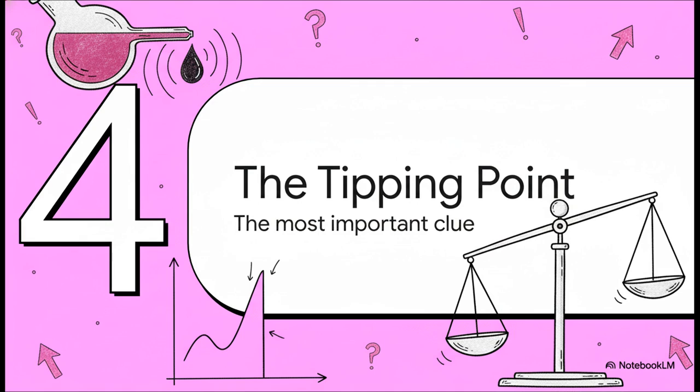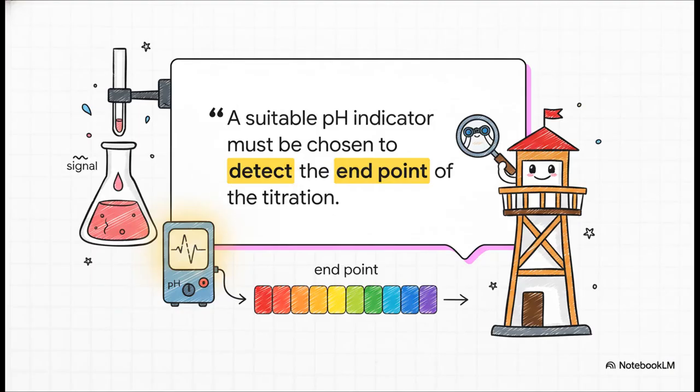So, all of this careful measuring, the slow dripping, the constant swirling, it's all building up to one single critical moment. The success of the entire investigation hangs on finding that one perfect tipping point. But how do you know when you've hit that point? You can't see the molecules, right? You need a signal, and that's where that indicator comes in.